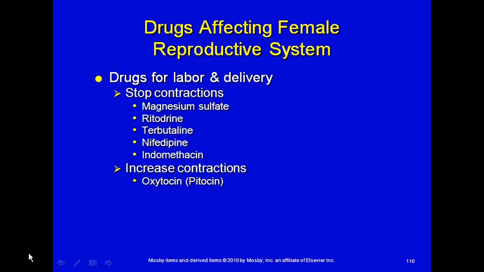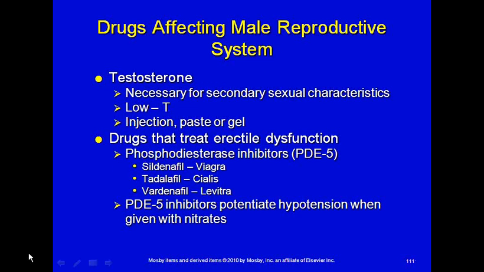Increased contractions is oxytocin. So you'll hear of people saying they're going to put me on a Pitocin drip, or they're going to pit me because I'm not in labor like I should be. So there are drugs that they can give to increase contractions.